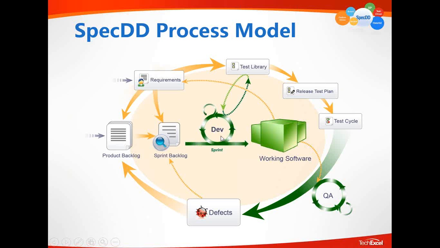The SpecDD Agile team works on a daily basis to drive such features to become working software. They do have the daily stand-up meetings, and the working software gets created. However, such a sprint backlog does not necessarily come only from the product backlog, but it could come from the requirement.